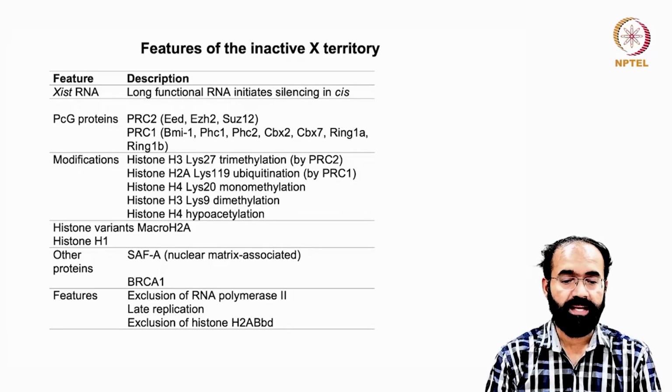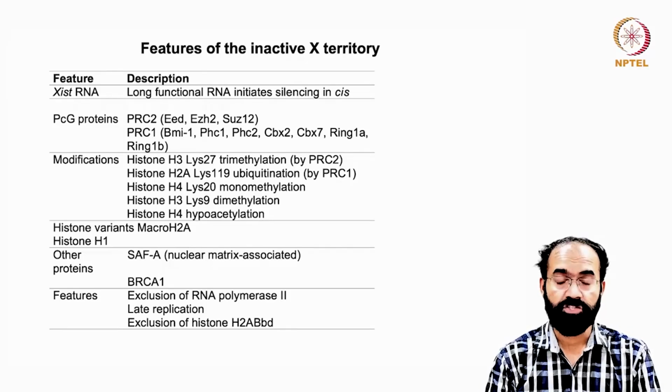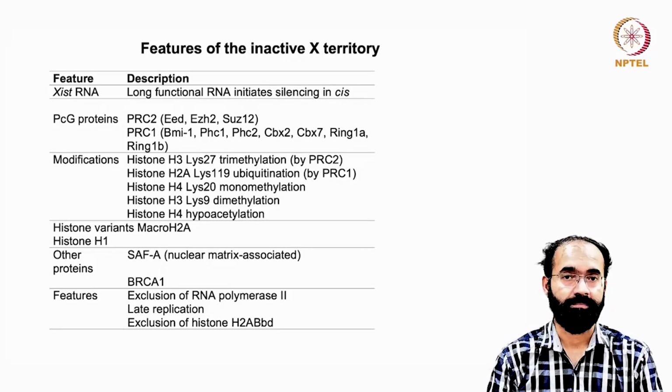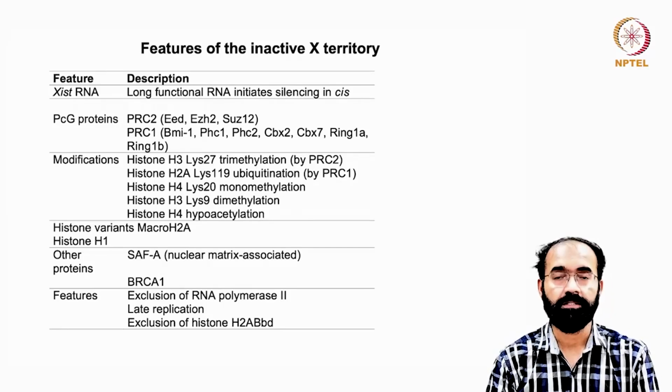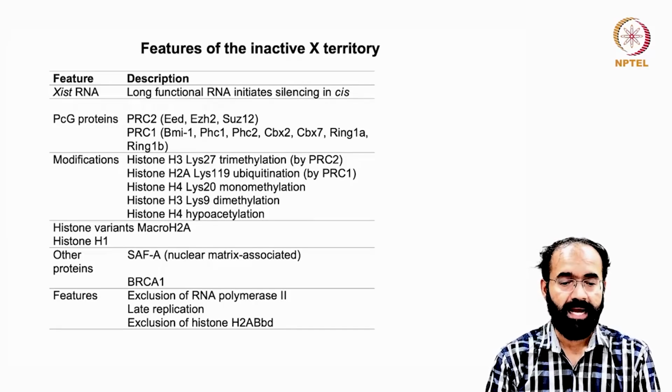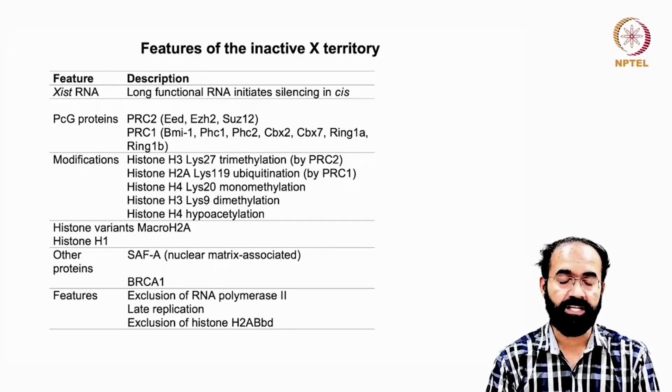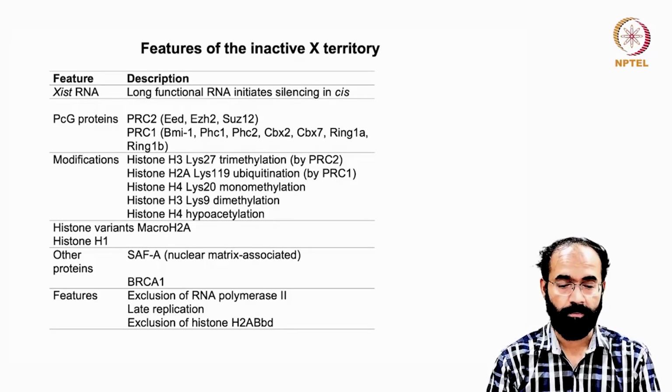The histone variant macroH2A is specifically seen in the Barr body, the inactive X chromosome, and histone H1 is another feature seen associated with the inactive X chromosome. There are also other proteins such as SAFA, a nuclear matrix associated protein, and BRCA1, which is also seen to be associated with this inactive X chromosome.